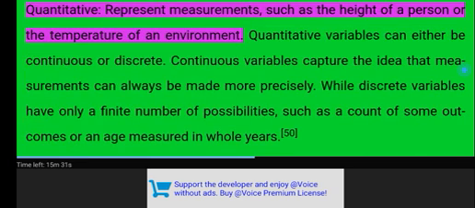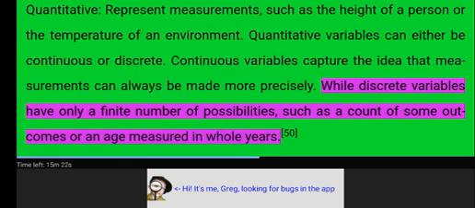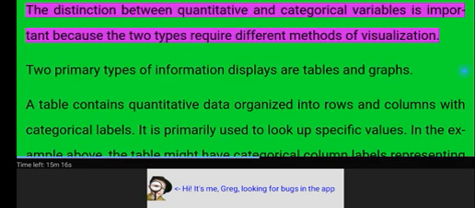Quantitative represents measurements, such as the height of a person or the temperature of an environment. Quantitative variables can either be continuous or discrete. Continuous variables capture the idea that measurements can always be made more precisely, while discrete variables have only a finite number of possibilities, such as a count of some outcomes or an age measured in whole years. The distinction between quantitative and categorical variables is important because the two types require different methods of visualization.